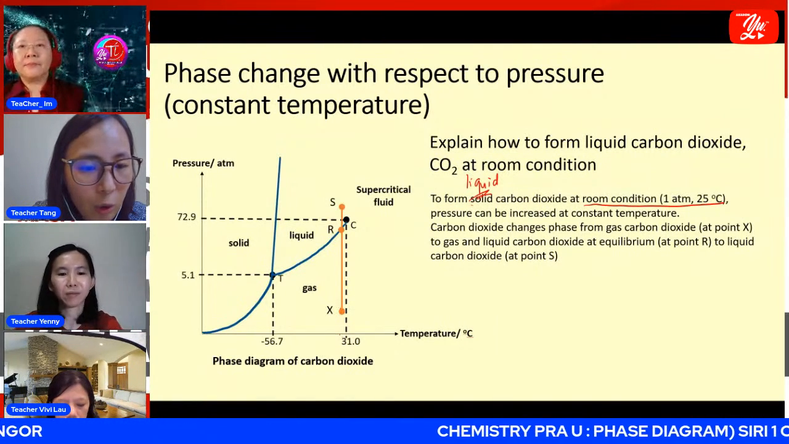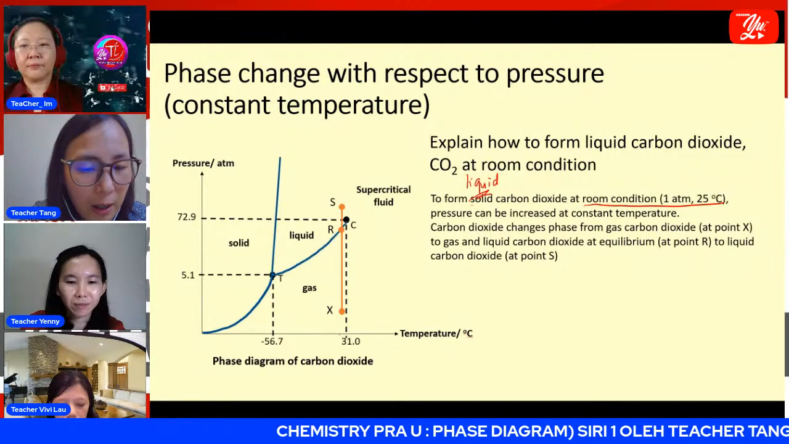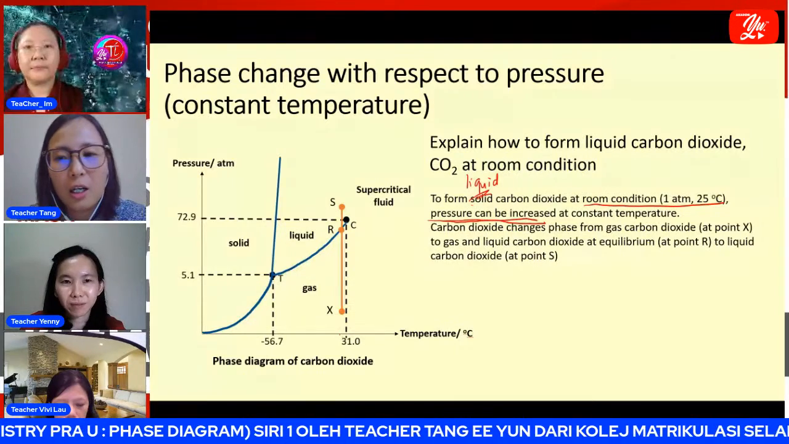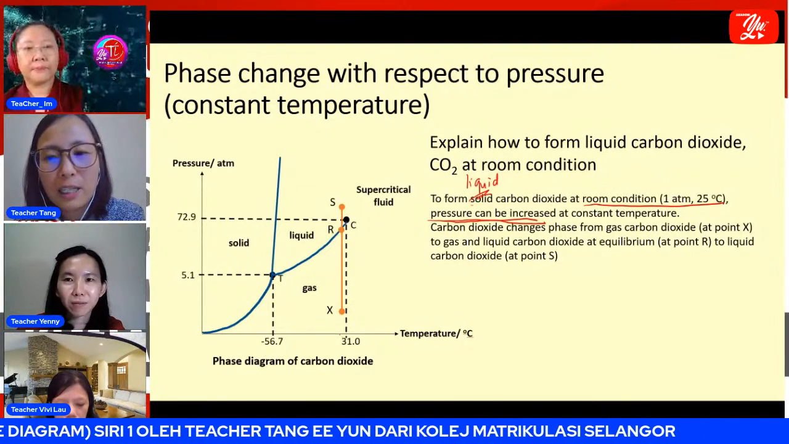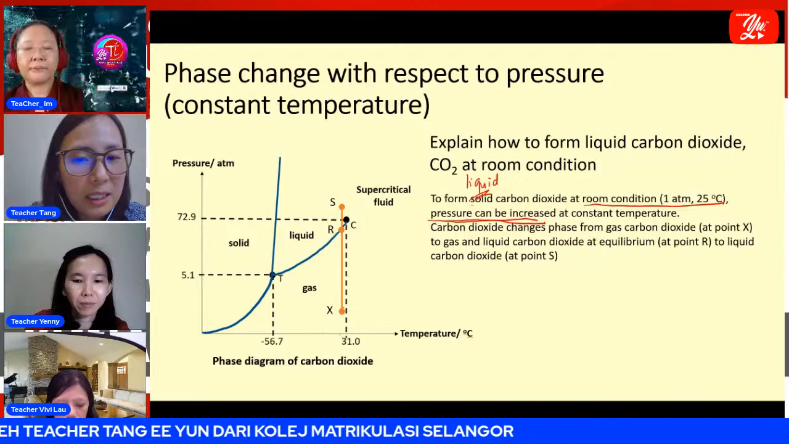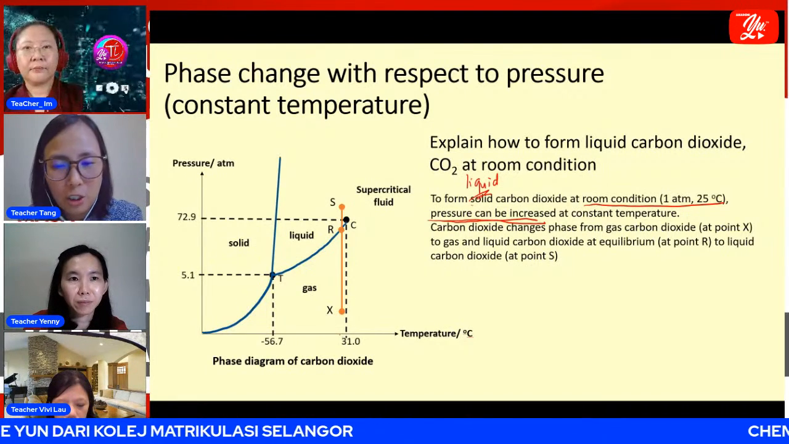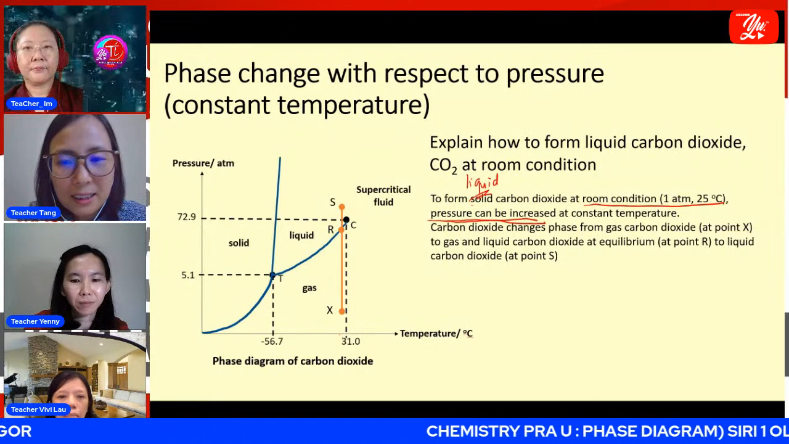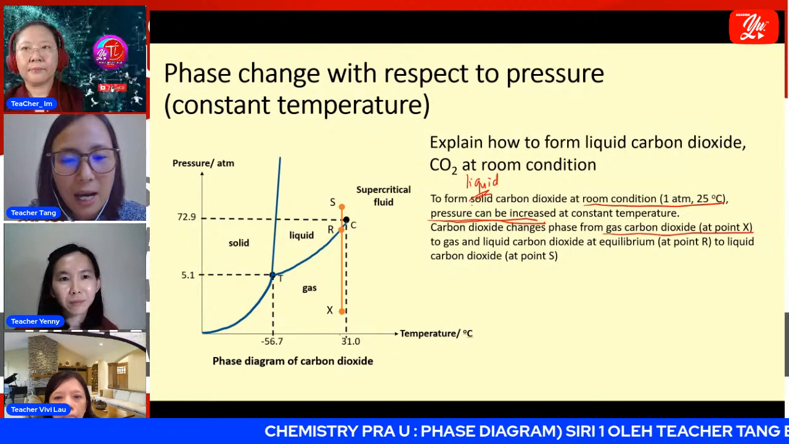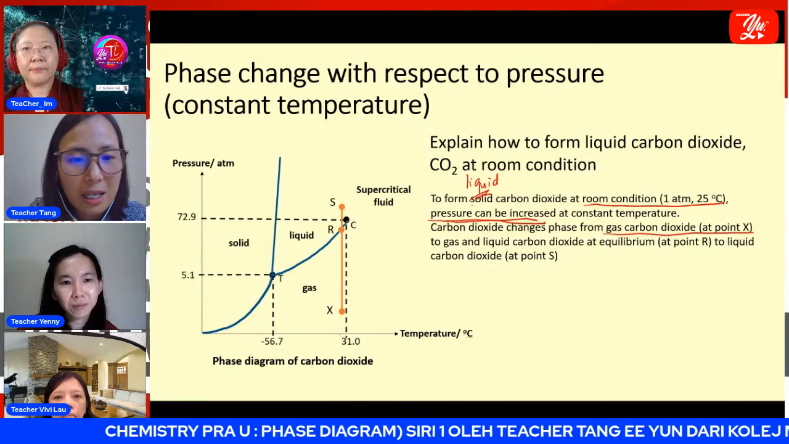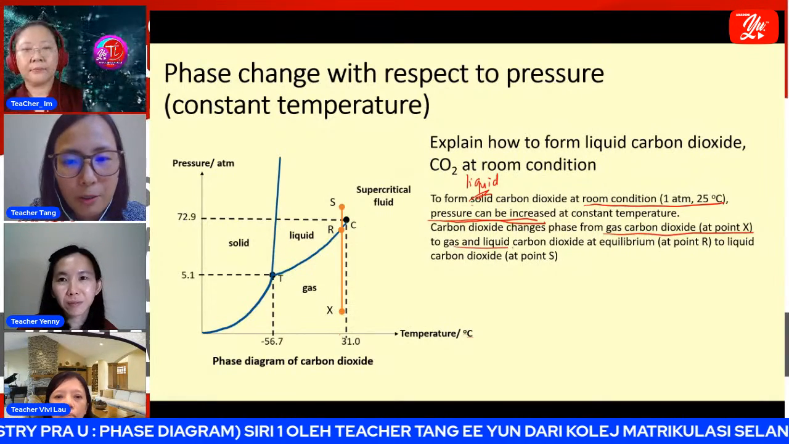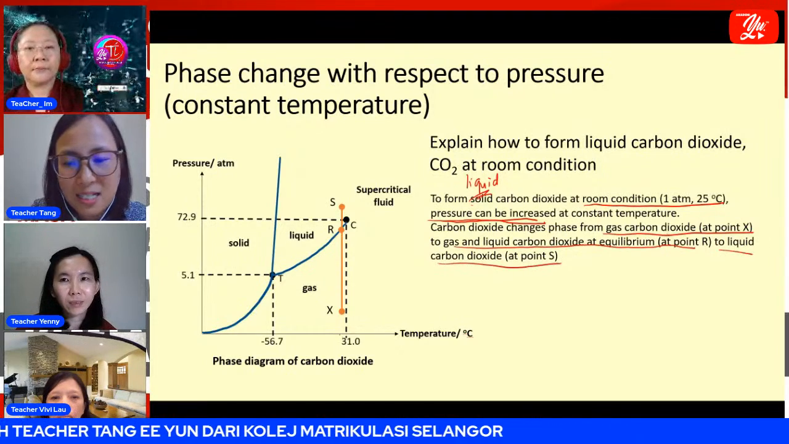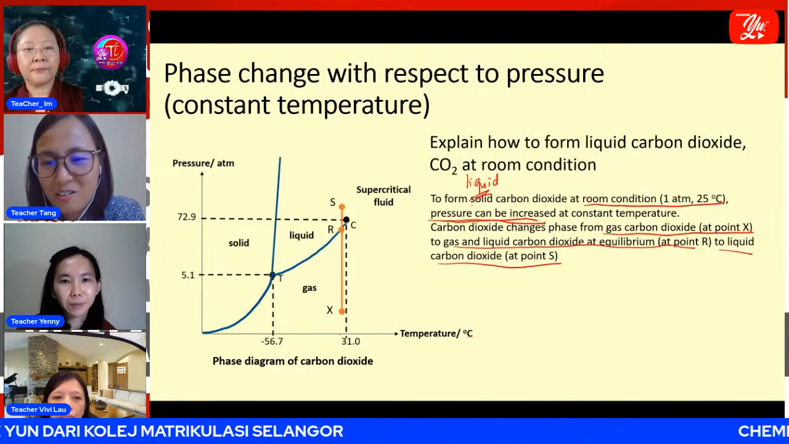But you are drawing the vertical line out that represents an increase in pressure. Okay, so to form liquid carbon dioxide at room condition, you increase the pressure at constant temperature, and this causes carbon dioxide to change phase from gas carbon dioxide at point X to gas and liquid carbon dioxide at equilibrium at point R, to liquid carbon dioxide at point S. Okay, so this is how you answer your essay question.